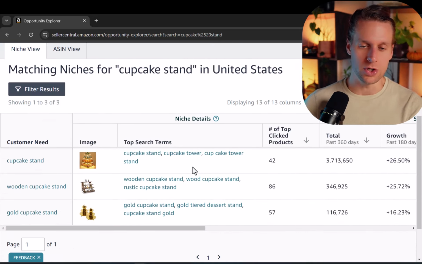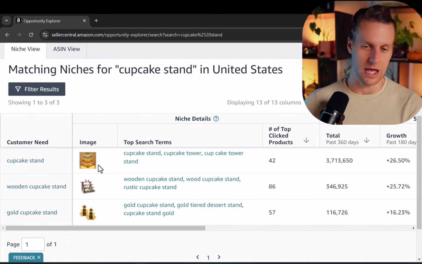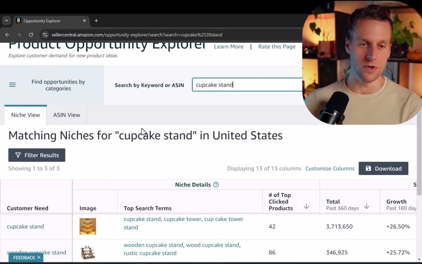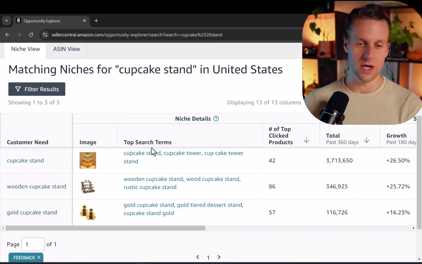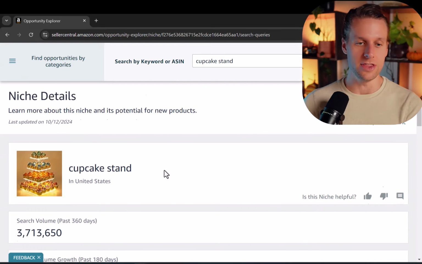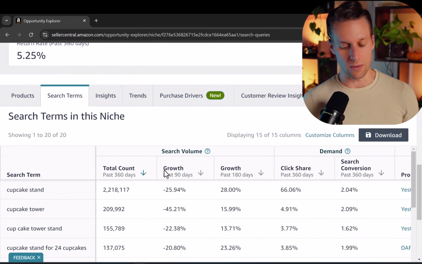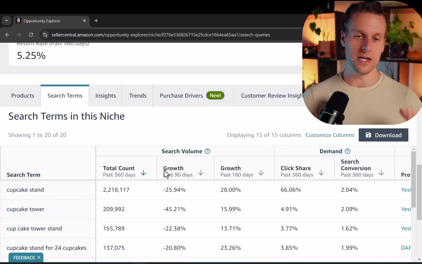Now, this gives us a little bit of detail about what Amazon calls customer need or the niche. But if we want to see the keyword view, which is where all the action is, you want to click the word in the top search term. So we're going to click cupcake stand. And now this is where all the gold lies. Okay, so now we'll get into how you can use this data to develop products that are highly profitable and don't have competition.